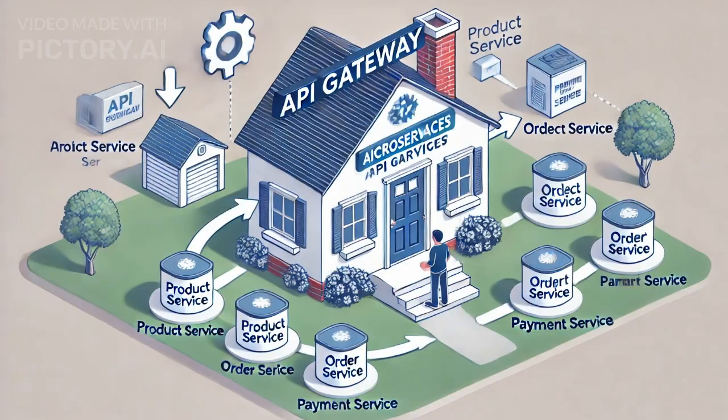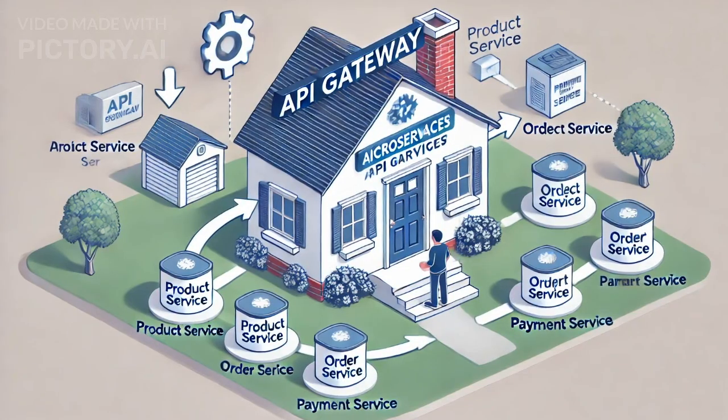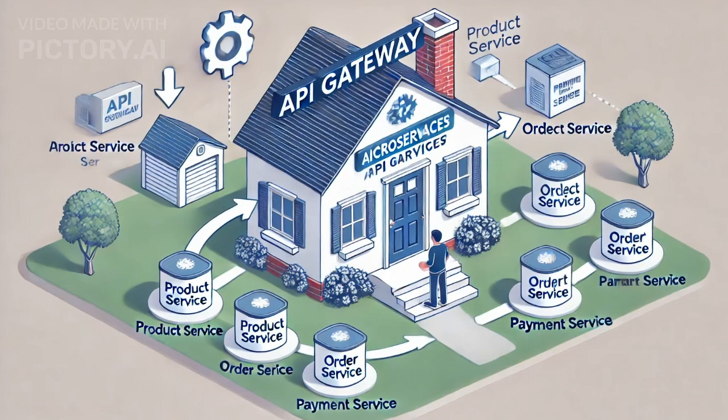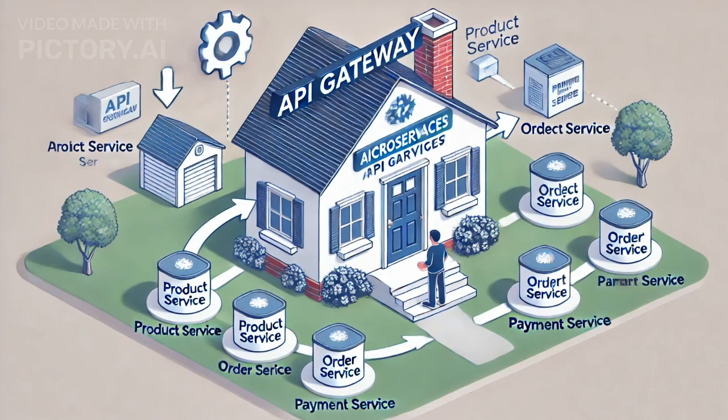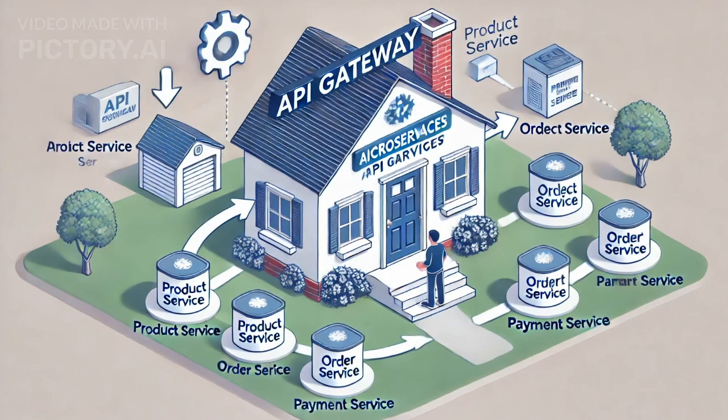Let's get started. First up, we have the API gateway. Think of it like the front door to your house. When someone comes to visit, instead of having them go to different rooms or microservices, you have them all enter through the front door, which will then take them to the right room.